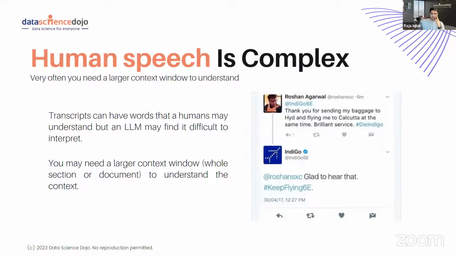So my baggage is sent to one city, and I'm going to a different city, right? So, brilliant service, right? And the airline bot, I mean, someone built that bot, and they are responding. I mean, adding insult to injury, right? So glad to hear that, right?